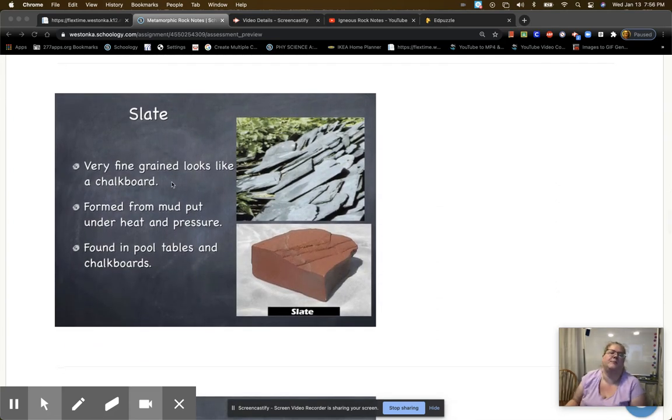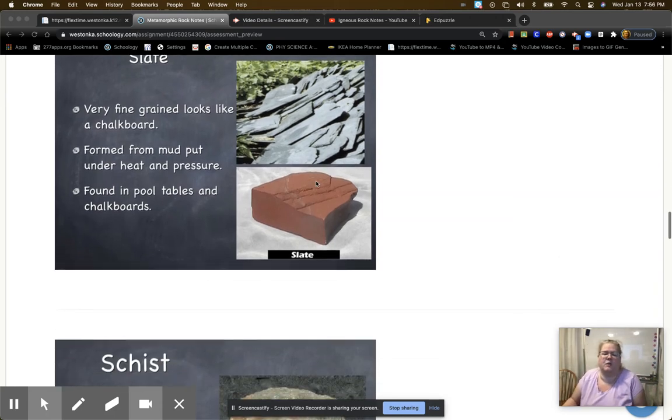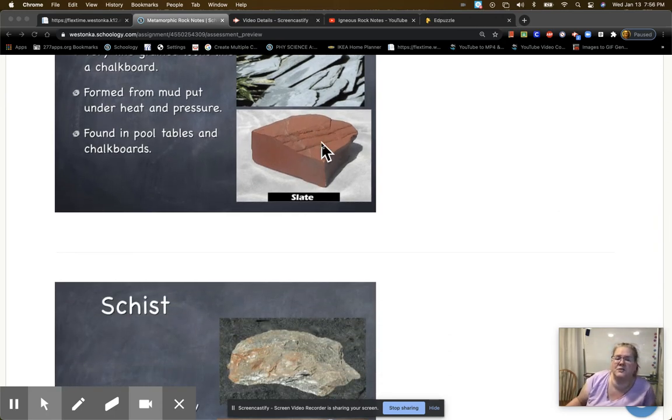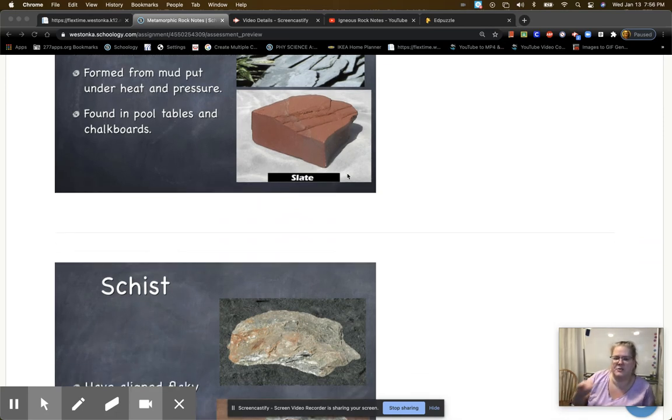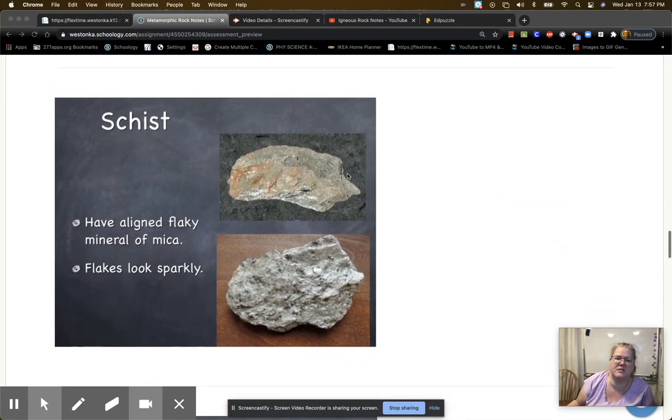So slate, very fine grain, looks like chalkboard, because that's what we used to make chalkboards out of, formed from mud that has been under heat and pressure. We use them in pool tables and on chalkboards. And it can be different colors, but you see the nice layers there. You can definitely see some layers where it would crack off, which is why we can use it for chalkboards and pool tables, because it's a really solid surface, but it breaks flat, so you get nice clean surfaces.